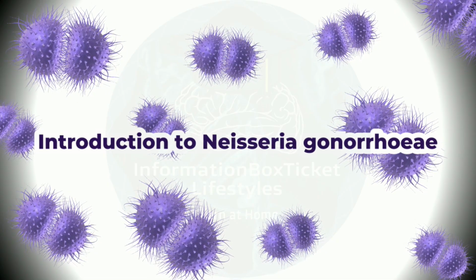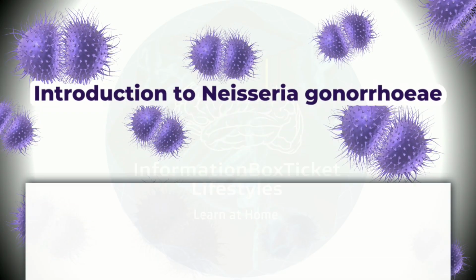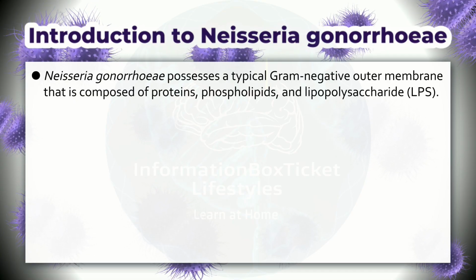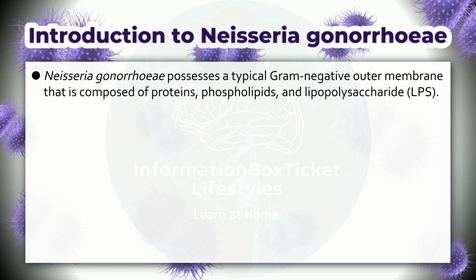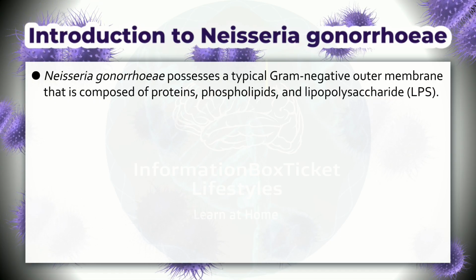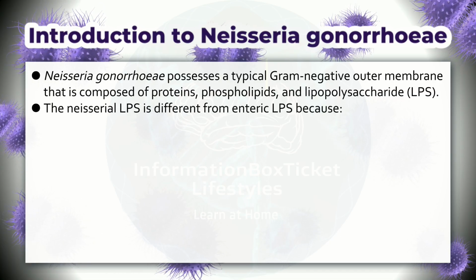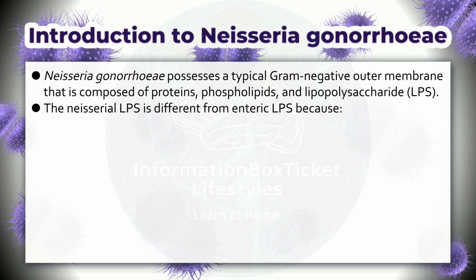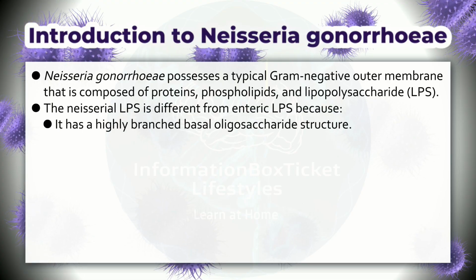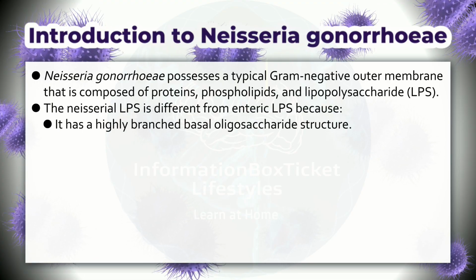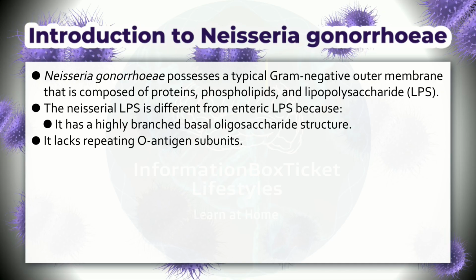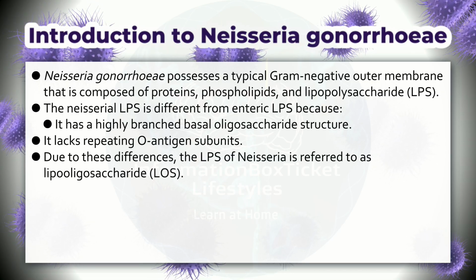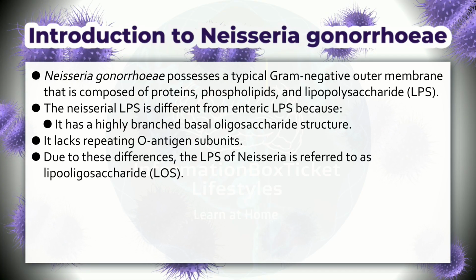Introduction to Neisseria gonorrhoeae. Neisseria gonorrhoeae possesses a typical gram-negative outer membrane that is composed of proteins, phospholipids, and lipopolysaccharide. The neisserial lipopolysaccharide is different from enteric lipopolysaccharide because it has a highly branched basal oligosaccharide structure. It lacks repeating O antigen subunits. Due to these differences, the lipopolysaccharide of Neisseria is referred to as lipo-oligosaccharide.